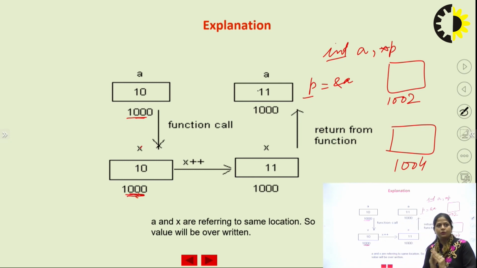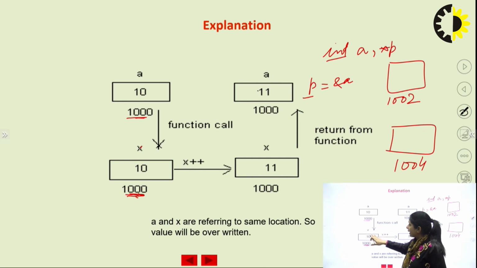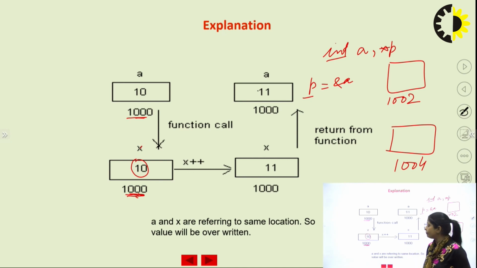We are passing the address of A. So, what x will be having? The address of A, whatever the value of A is available on this address, it will be having that. So, when we do x plus plus, it will change the value of this variable. So, it becomes 11. When it will return from the function, it will be 11, not 10. It will be changed. A and x are referring to the same location. So, value will be overwritten.